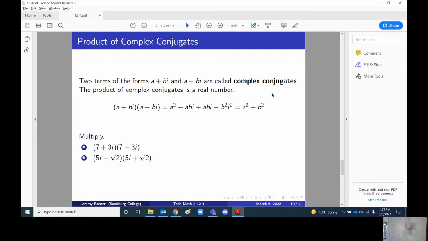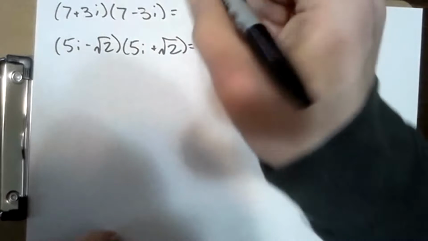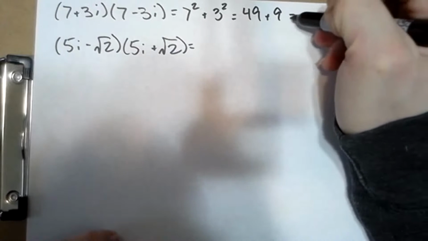Here we're asked to multiply these complex conjugates. The product of complex conjugates is just the square of the first term plus the square of the real part of the second term. So here, that's going to be 7 squared, which is 49, plus 3 times 3, which is 3 squared, so that's 49 plus 9 equals 58.